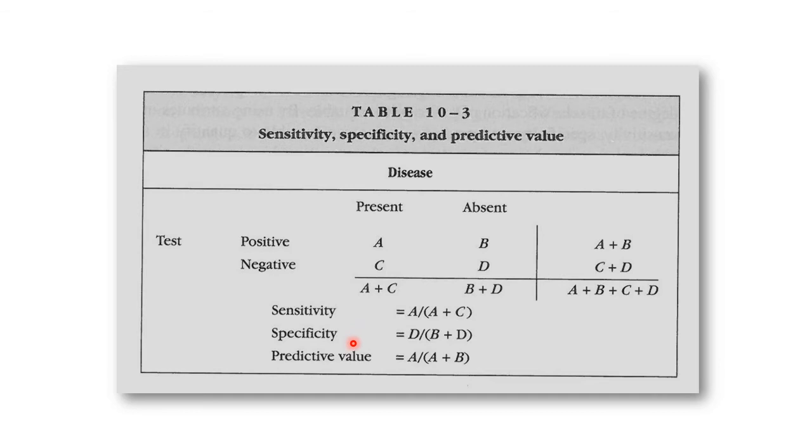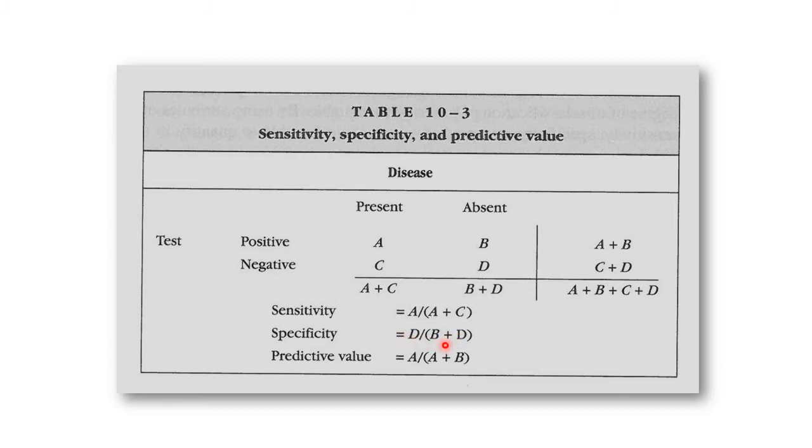On the flip side of that, with specificity, this is our ability to detect true negatives. So again, we're looking at people who had a negative test and the disease was absent, or this would be D in this case, and this is going to be divided by B plus D. So these are all the people who did not have the disease, but they may have had positive and negative tests here. So again, this would be false positives. This would be true negatives here. Okay. So again, you're going to see what the specificity is by looking at all the true negatives divided by all the people who did not have the disease.